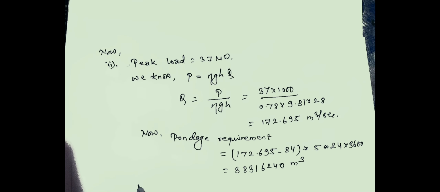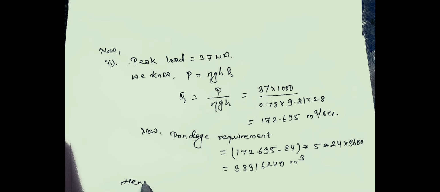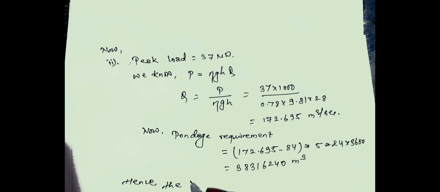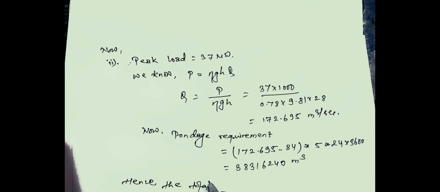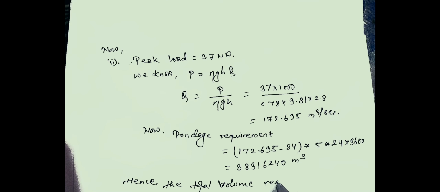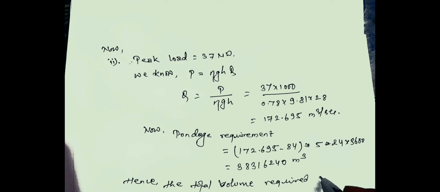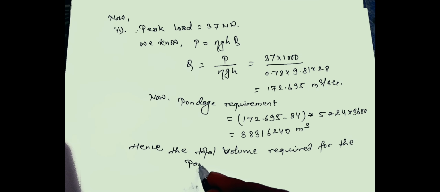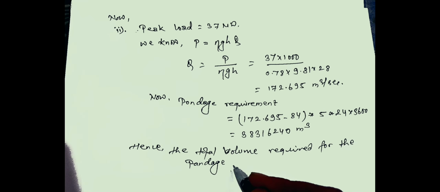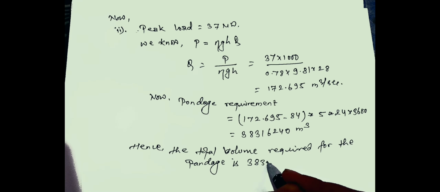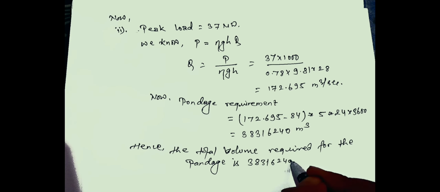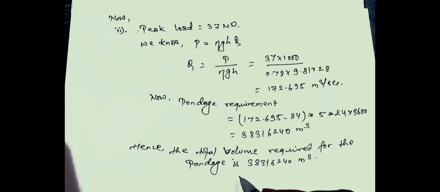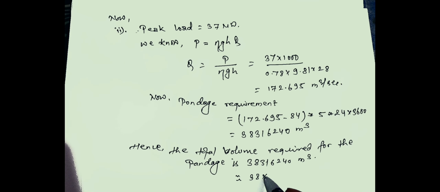So hence the total volume of pondage is 3831624 meter cube. This can also be written as 3.8 into 10 power 6 meter cube.